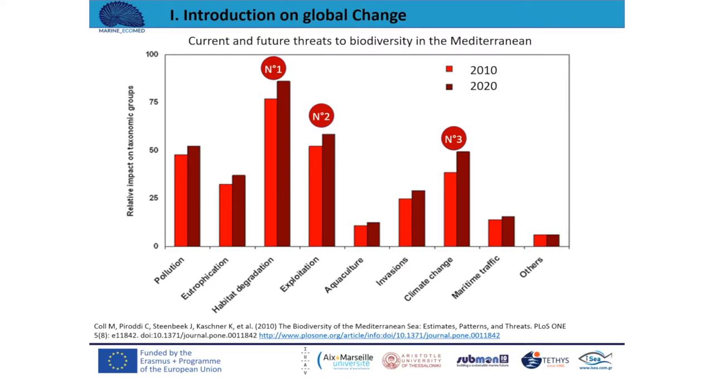Temporal trends indicate that overexploitation and habitat loss have been the main human drivers of historical changes in biodiversity. In 2010, habitat loss and degradation, followed by fishing impacts, pollution, climate change, eutrophication, and the establishment of alien species were the most important threats and affected the greatest number of taxonomic groups. All these impacts are expected to grow in importance in the future, especially climate change and habitat degradation.